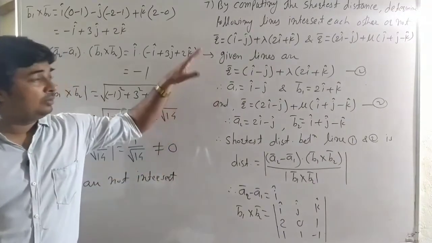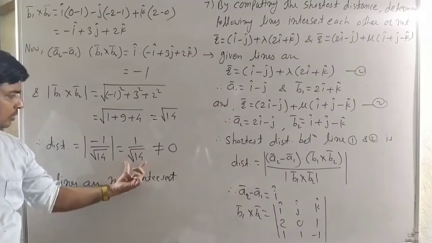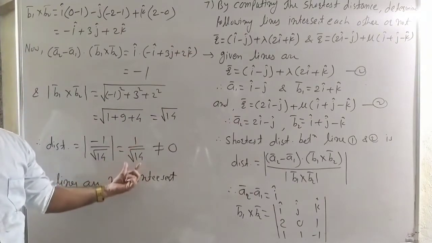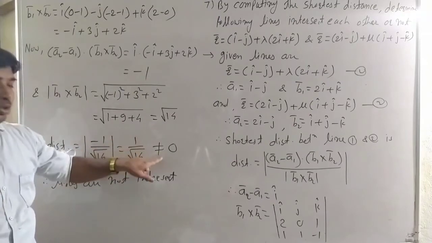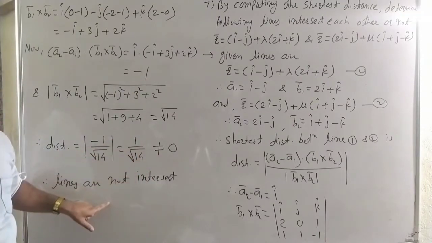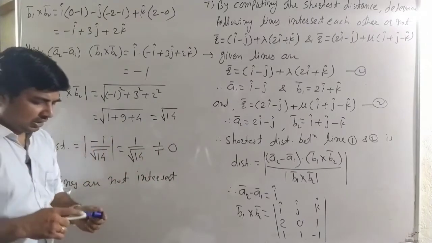In the last lecture we found only the shortest distance. The example ends here, but there is only one extra step: if the distance is not equal to 0, then the lines do not intersect, and if the distance is 0, then the lines intersect. Now we see the next example.